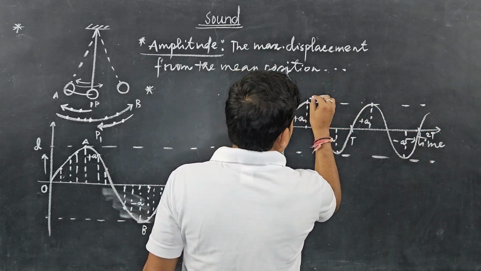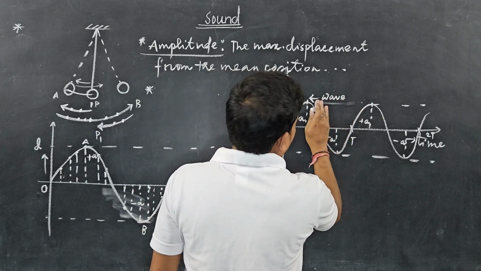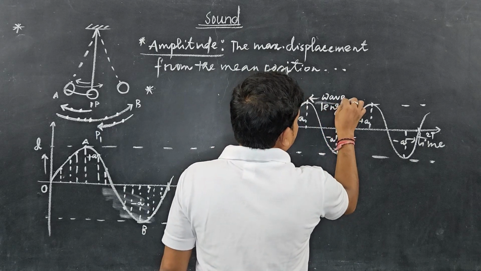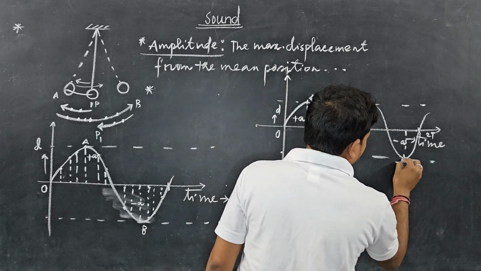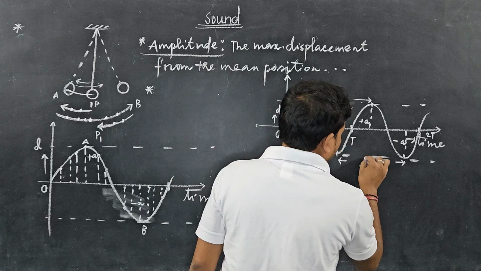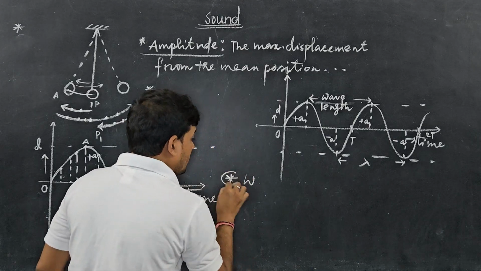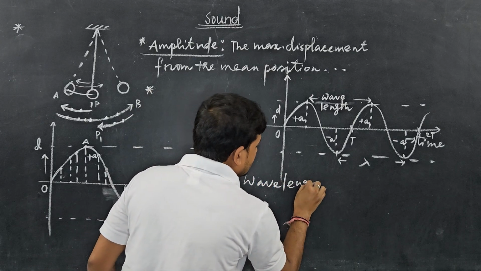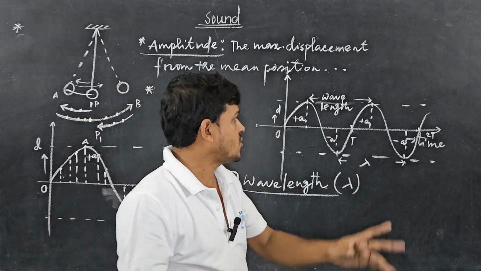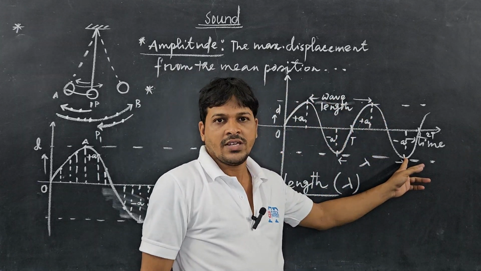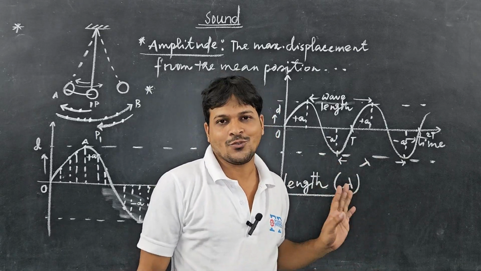The distance between two successive crests is called the wavelength. Or the distance between two successive troughs is also called the wavelength, represented by lambda. Another important term: the wavelength, represented by lambda. The distance between two successive crests or two successive troughs is called the wavelength. In this video we learned up to this.